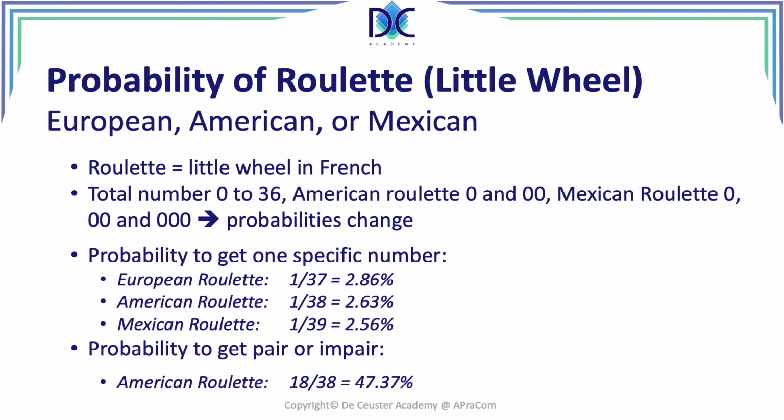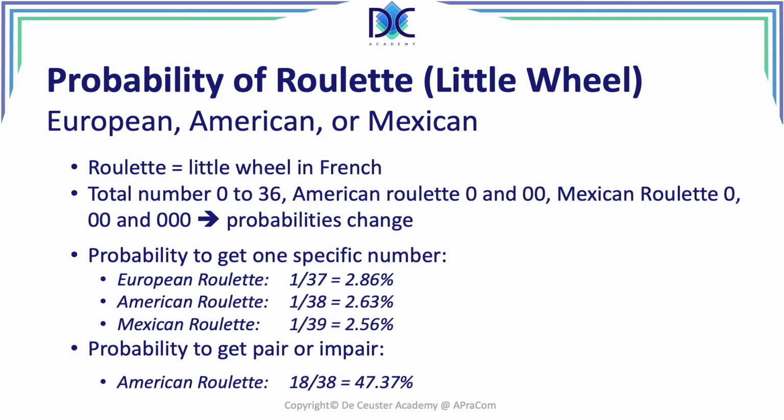Now, we typically start from 0 to 36, which is basically the European roulette, so you have 37 possibilities. The American roulette is a little bit different. We have 0, double 0, and then numbers up to 36, which means in this case, we have 38 possibilities. Then we have the Mexican roulette. We have 0, double 0, and triple 0, and then the numbers up to 36. Here we have 39 possibilities.